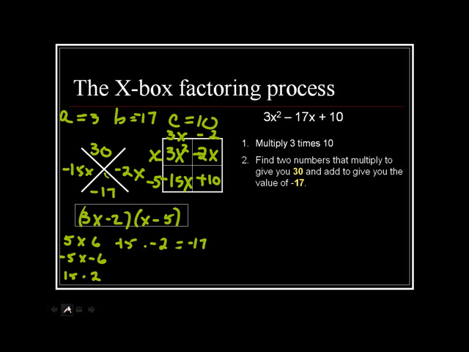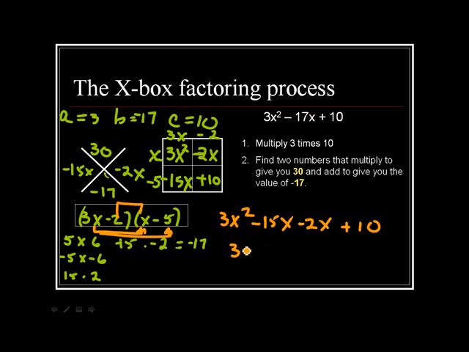Checking our work. Let's go back to another ink color. 3x times x is 3x squared. 3x times -5 is -15x. A -2 times x is -2x. And a -2 times a -5 is +10. Combining like terms, 3x squared minus 17x plus 10. Check.